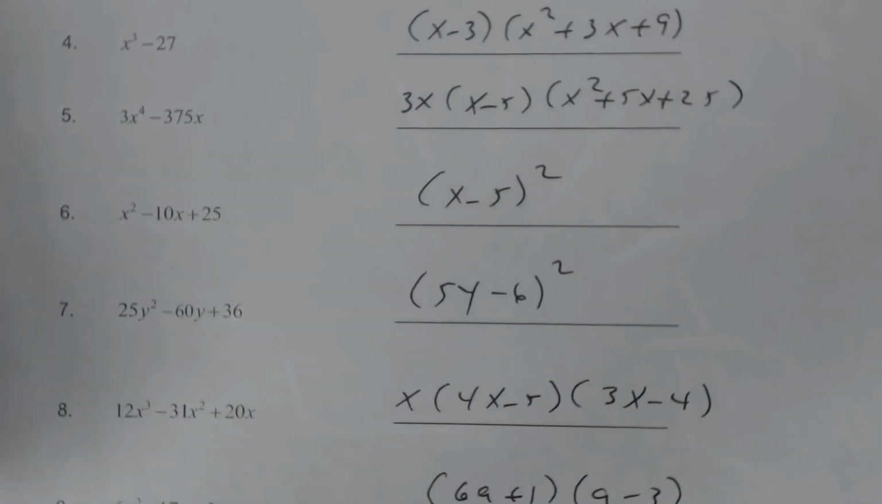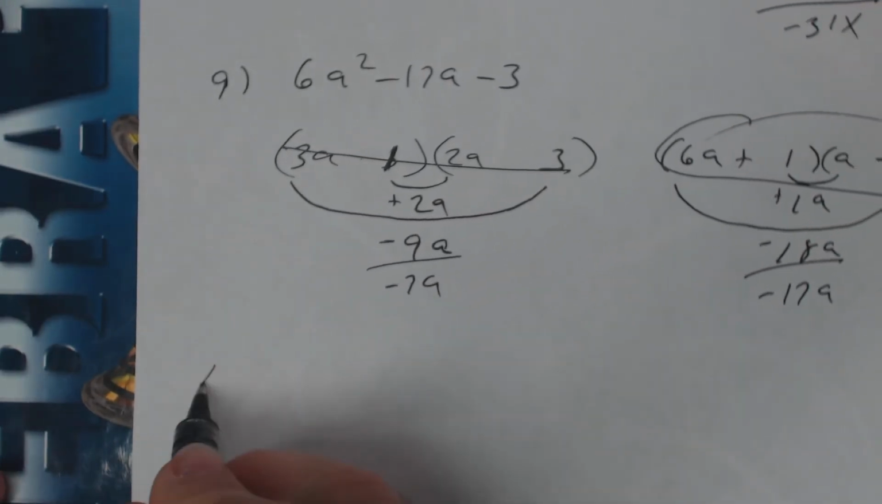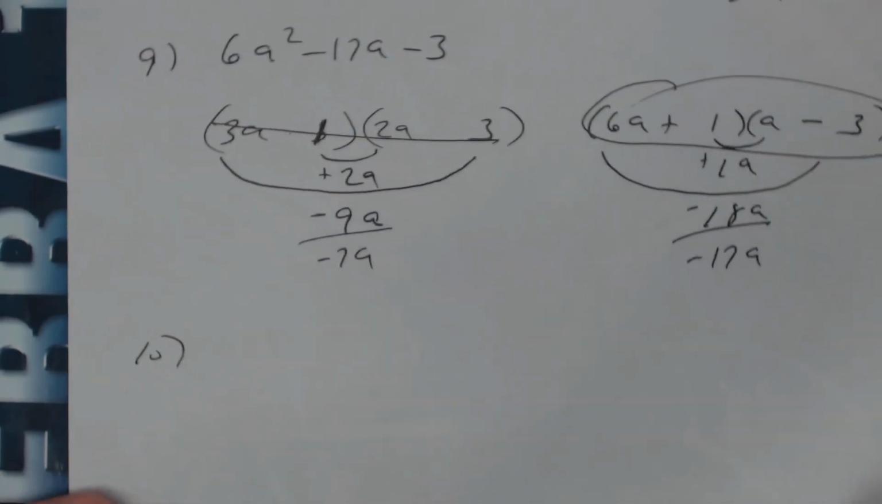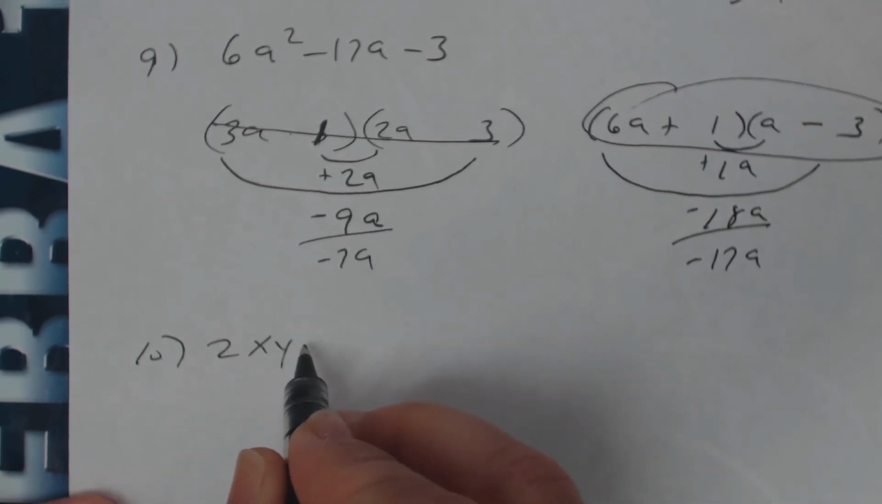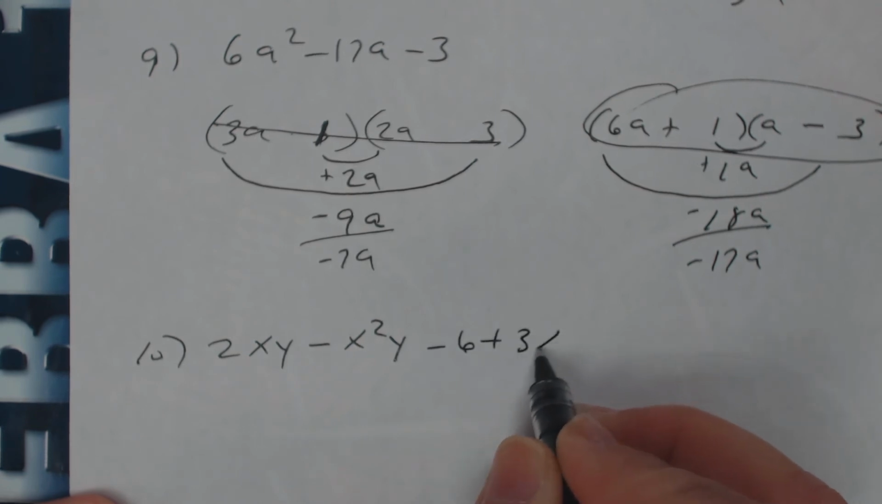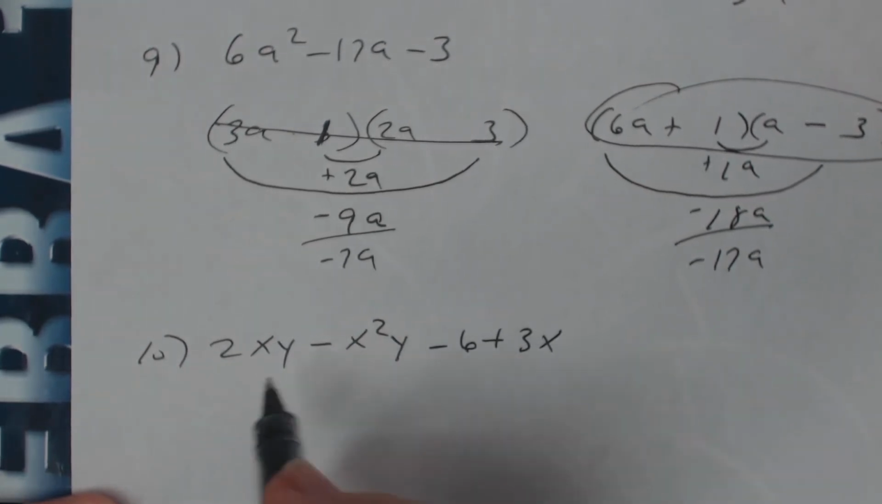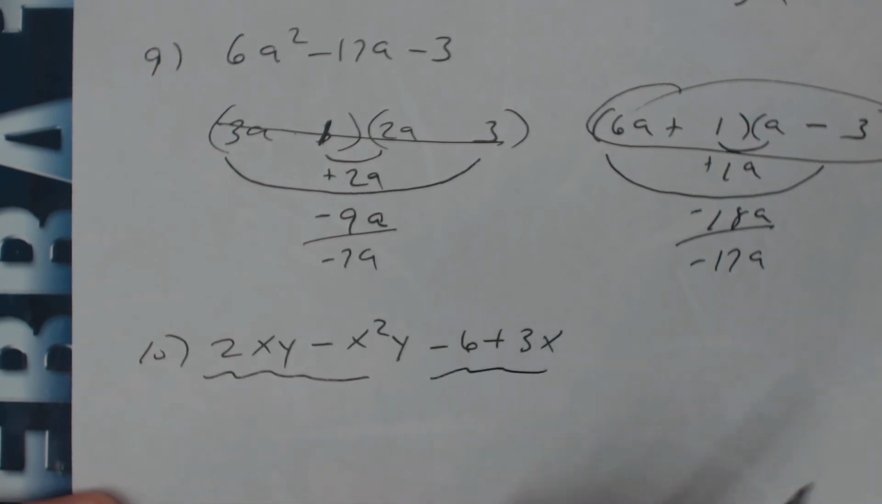All right, number 10. Number 10, you have 2xy minus x squared y minus 6 plus 3x. All right, notice that you have 4 terms here. So let's do this by grouping. So we'll group the first two, the last two.